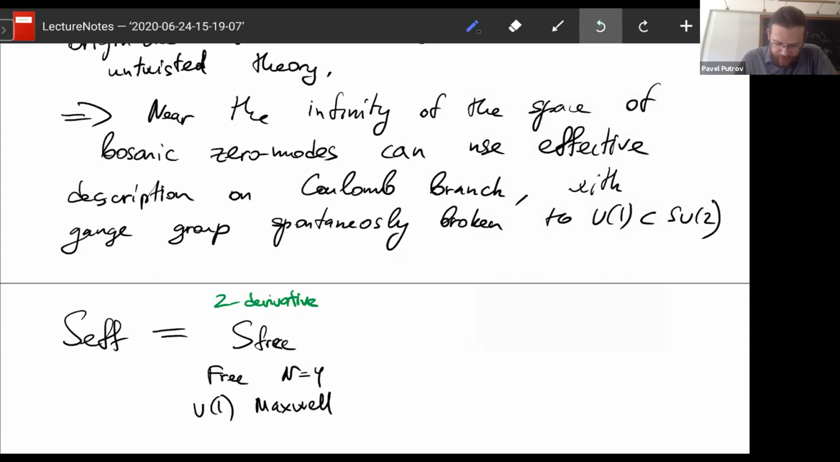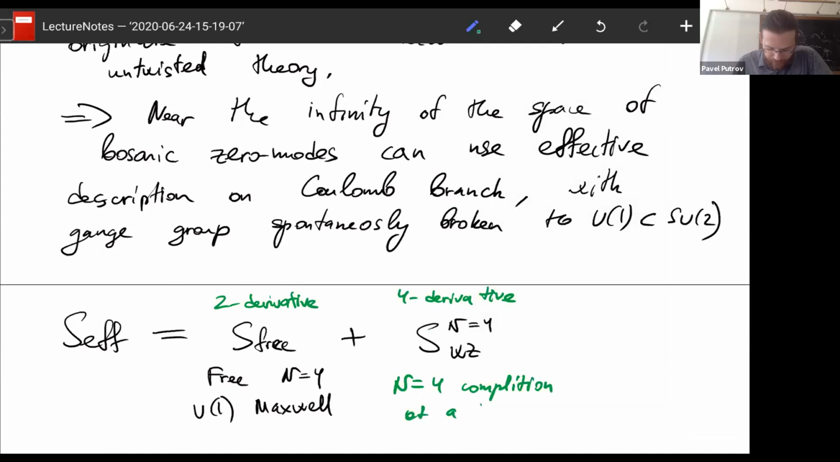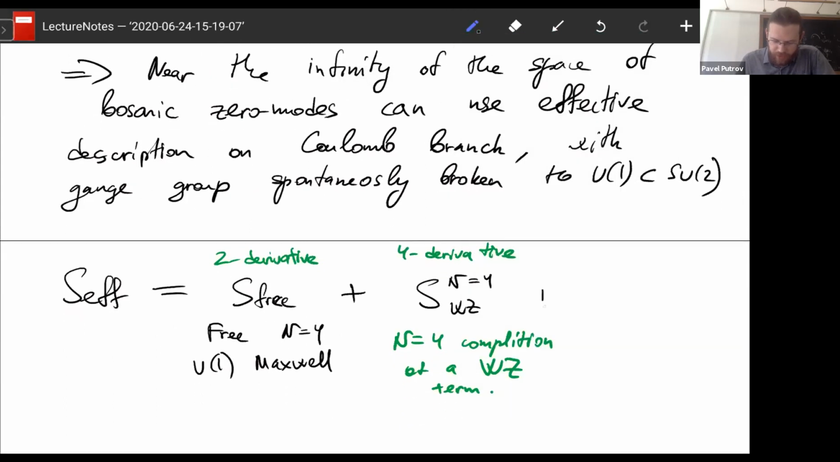And at the four derivative level, there will be a certain term, which let me denote by N=4 WZ, which can be understood as the N=4 completion of a certain Wess-Zumino term, which I will write in a moment. There will also be further corrections, but one can argue that they will be suppressed at this boundary in the space of fields, so they are not going to contribute to our result.